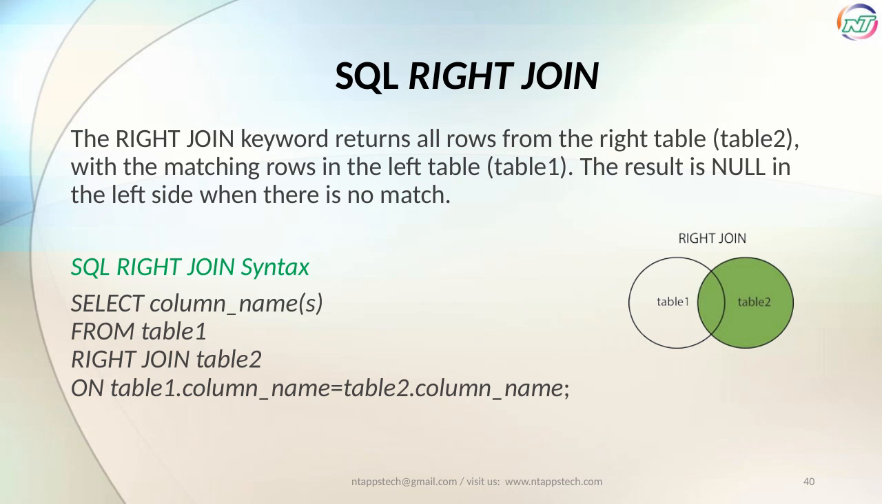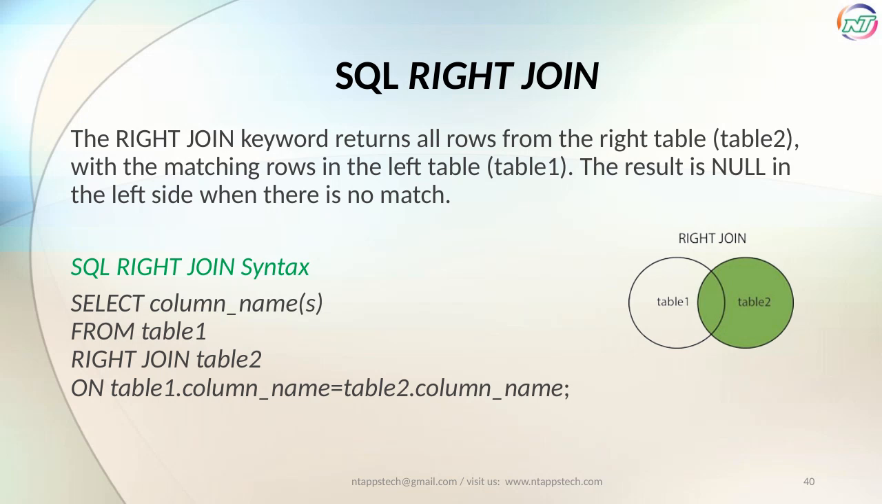A right join returns all the rows from the right table, along with any matching rows from the left table. If there's no match in the left table, the result will show null for those columns. This is useful when you want to keep all the records from the second table, regardless of whether there's a corresponding record in the first.